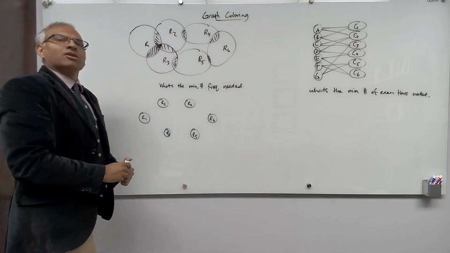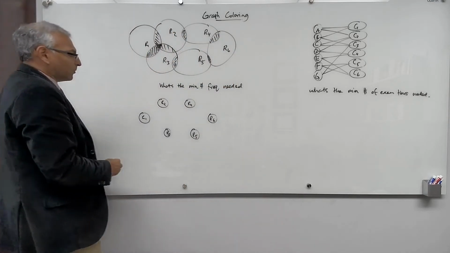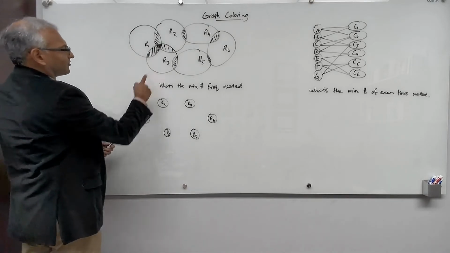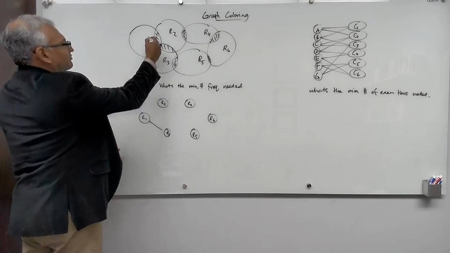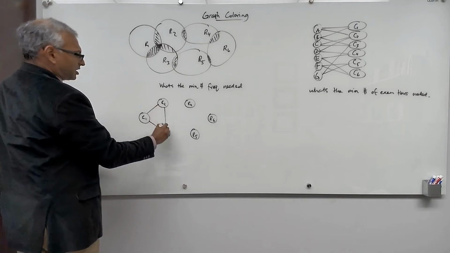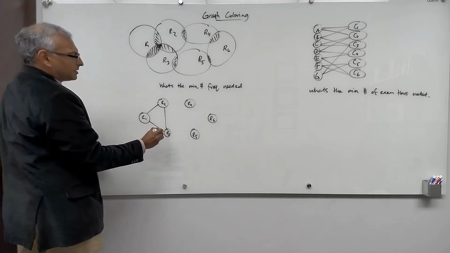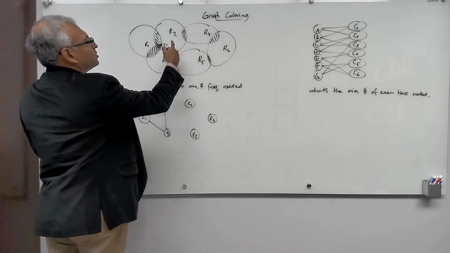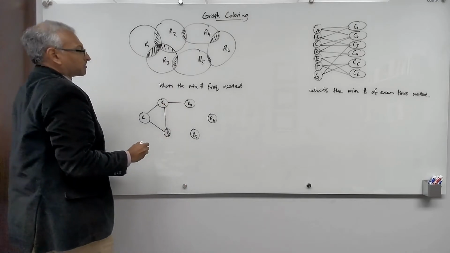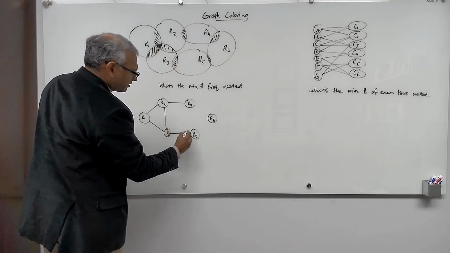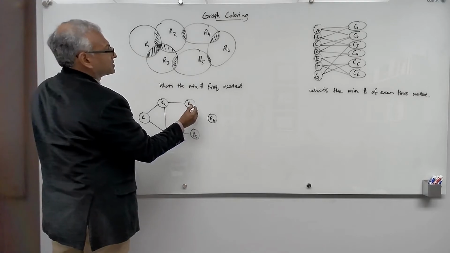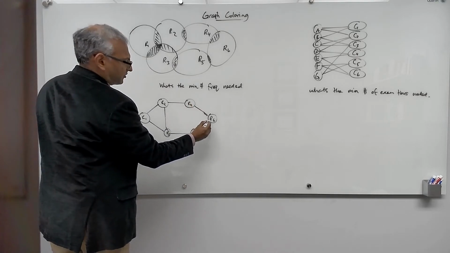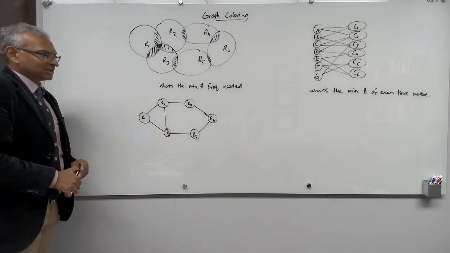You construct a conflict graph. So who conflicts with who? So we have our radio stations. R1 conflicts with R3. R1 conflicts with R2. R2 conflicts with R3. Then R2 conflicts with R4. R3 with R5. And R4 with R6. And R6 with R5. Okay. So that's the conflict graph.